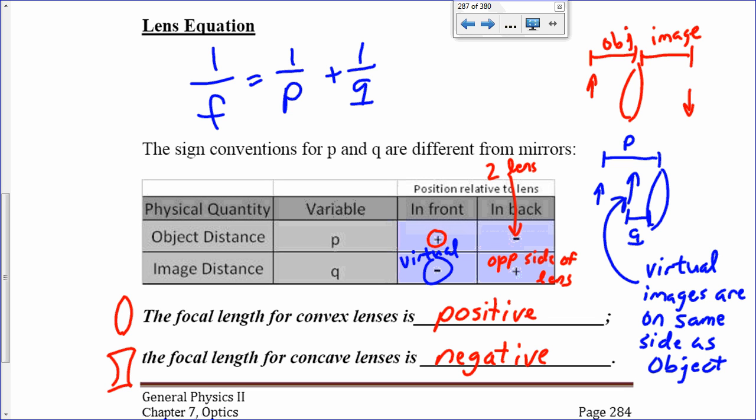Okay? Y'all follow me on that? I found that very confusing when I first heard it, but the words are different because the words describe the shape, not what they do to light. Concave and convex.